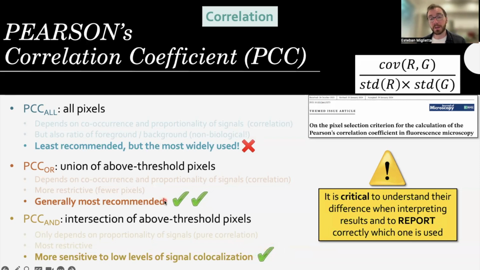And PCC OR, it's a mix of both. I would say is the simplest and generally most recommended. But again, this is not a rule or anything. The most important thing here is to understand the difference between all these three metrics and accurately report which one you were using and how.